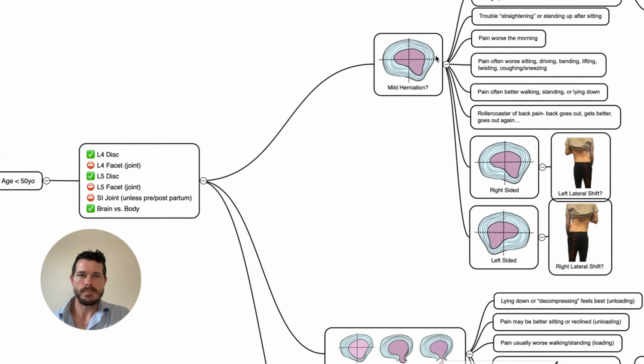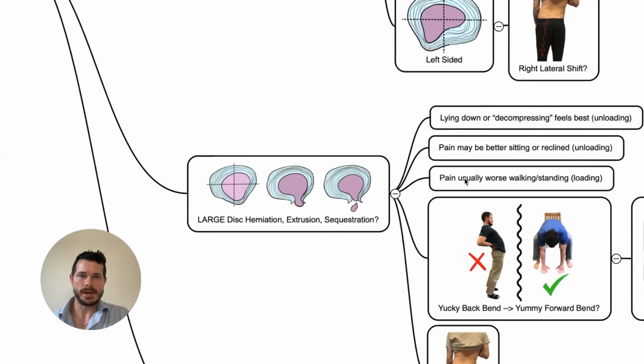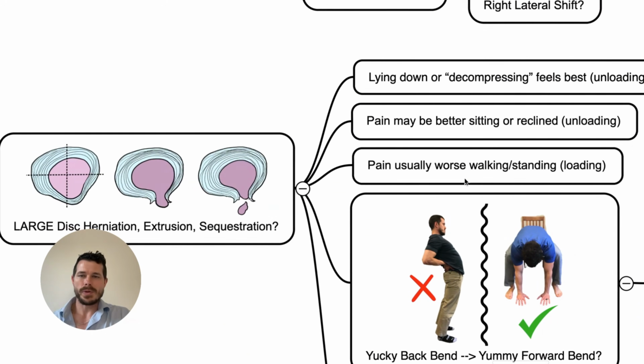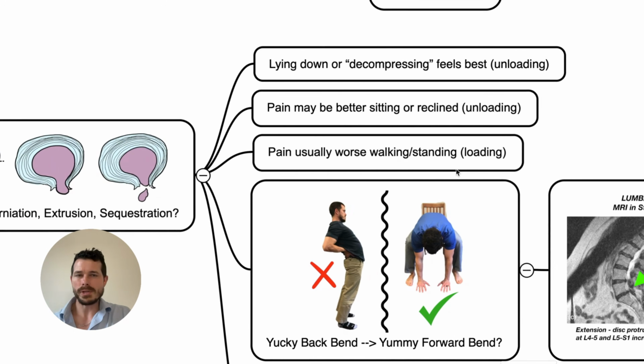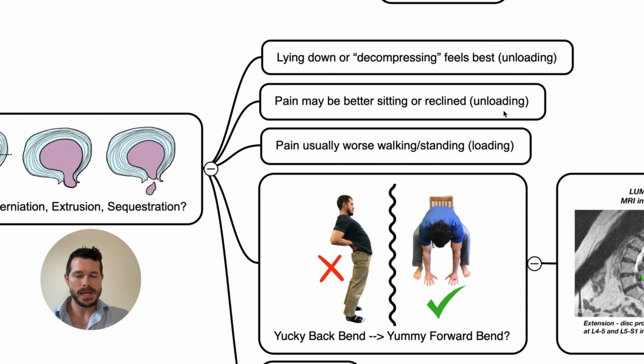Disc issues. Mild herniation. What if it's something worse? How does that present? People with large disc herniations, extrusions, sequestrations of either the L4 or L5 will almost always feel better when they're unloaded. So lying down and decompressing is going to feel best. Pain may often feel better if they're sitting or bent forward or even reclined, again, unloading. Pain is almost always worse when they are loaded, when gravity takes effect and you're walking or standing.